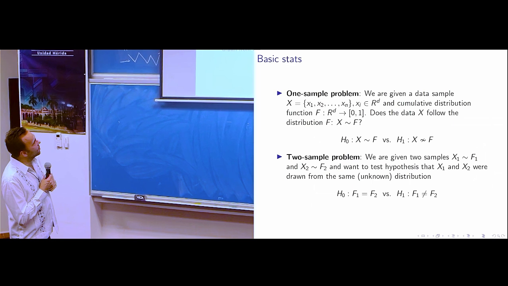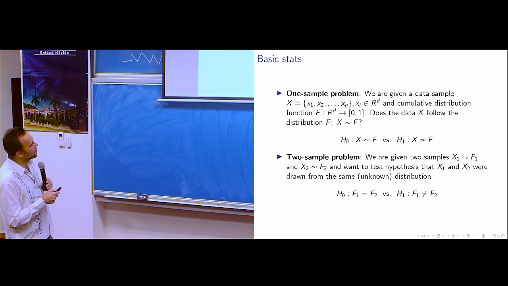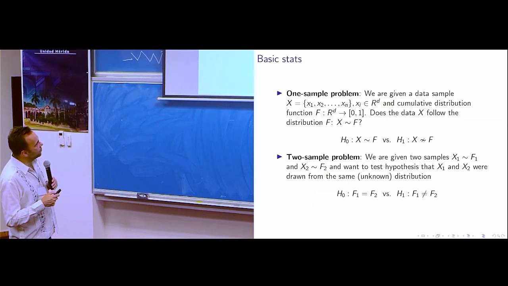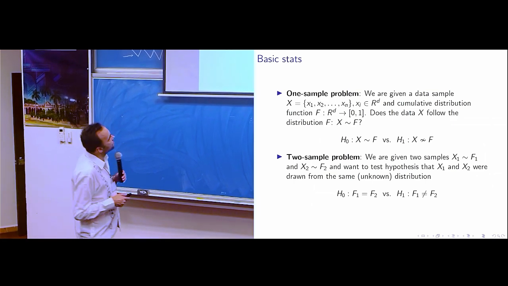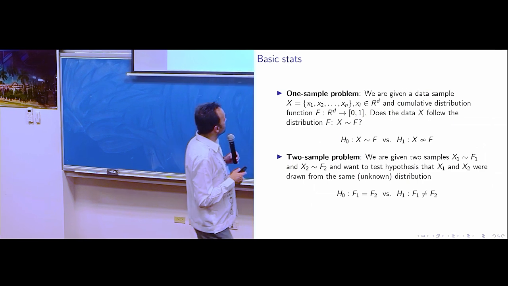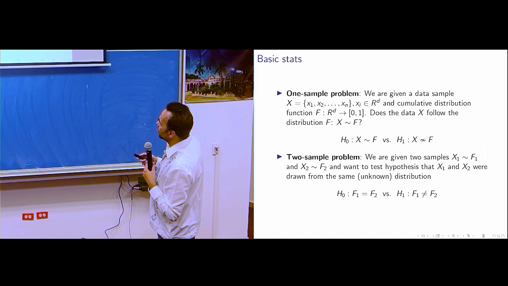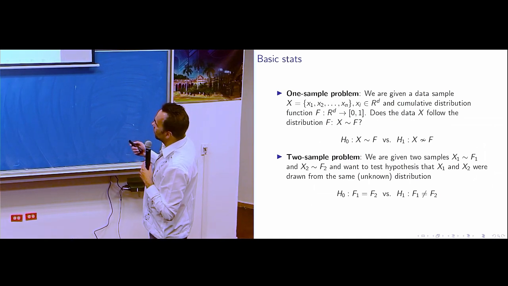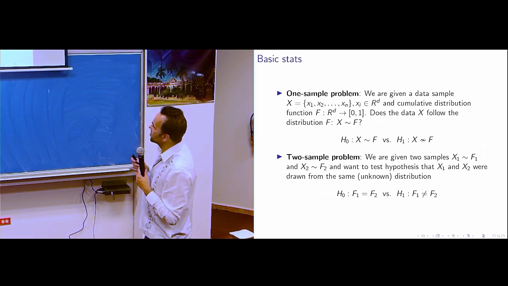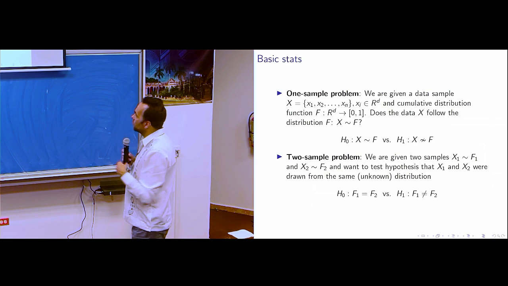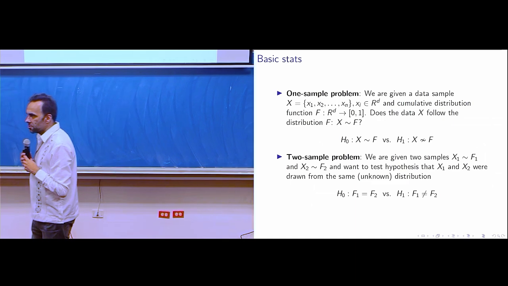When we are speaking about the goodness of fit test, we have two types of problem: one sample and two sample. In the one sample case, we have a collection of points, each of them living in some d-dimensional space, and we also have a cumulative distribution function. We are asking whether this collection of points follows the distribution or not, in which case we formulate the null hypothesis H0 that it follows, and the alternative hypothesis, which is the negation of the null hypothesis. We are trying to see if we can reject the null hypothesis or not. To my understanding, that's a standard setup.